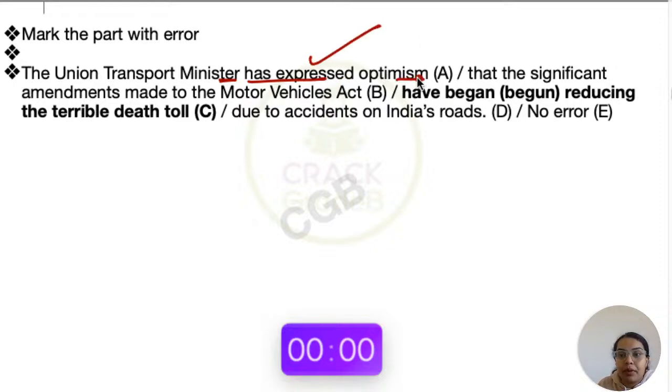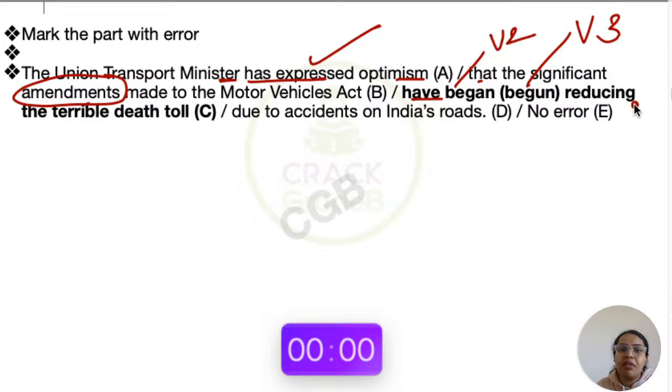What? Optimism. Optimism के अंदर क्या है? That the significant amendments made, now amendments are made to a rule, to an act. So to this act, amendments plural है तो have सही है, but of course begin, began, begun is the verb third form. Began is verb second form.